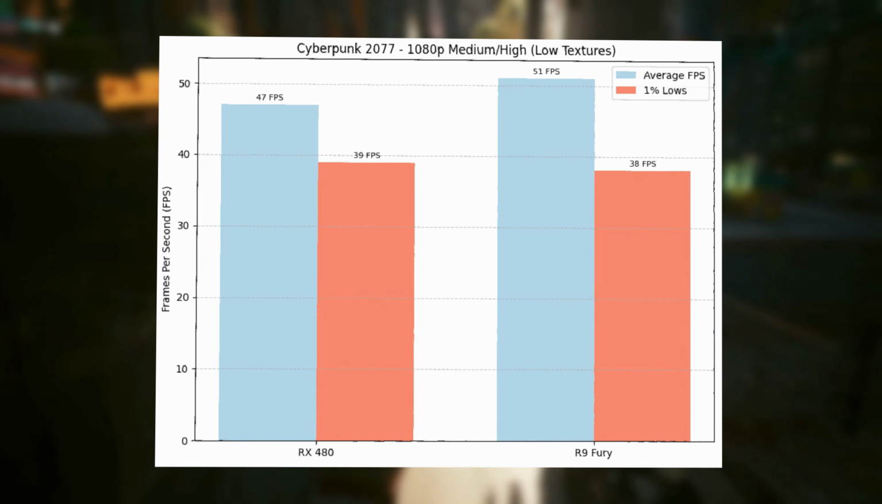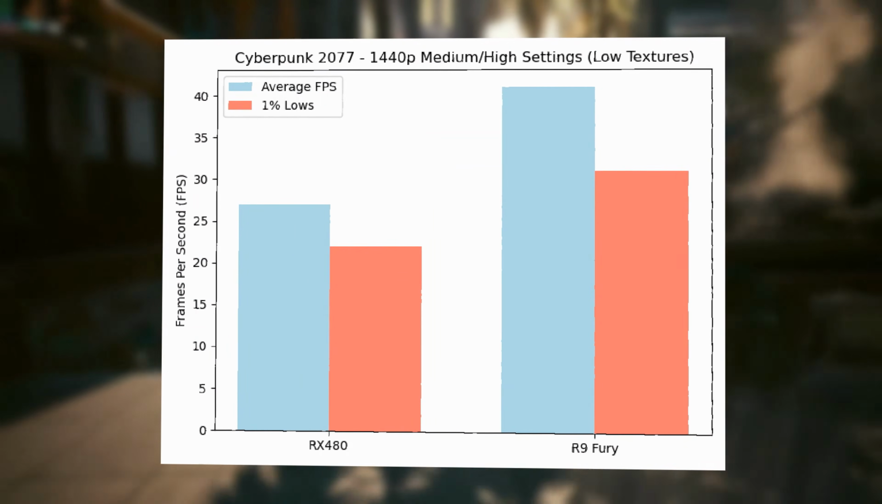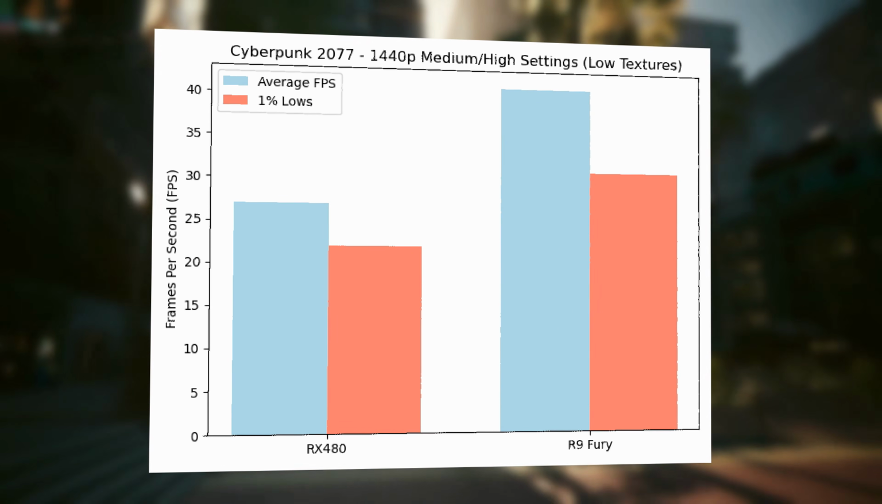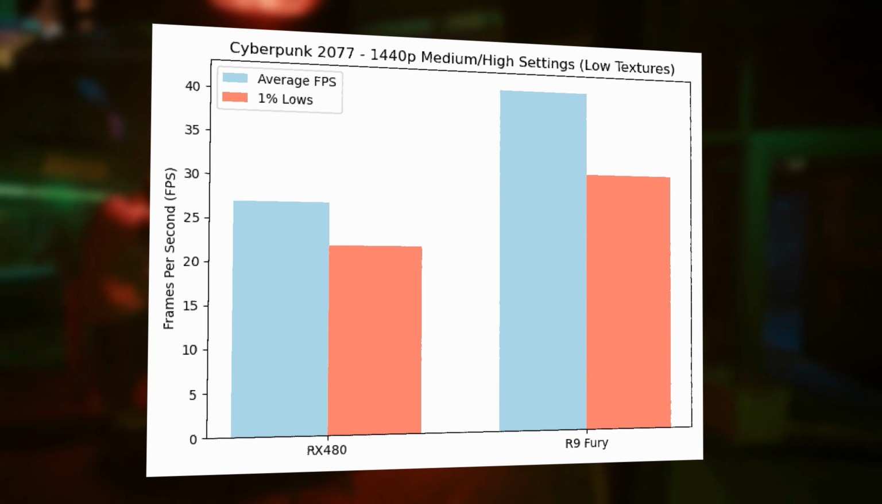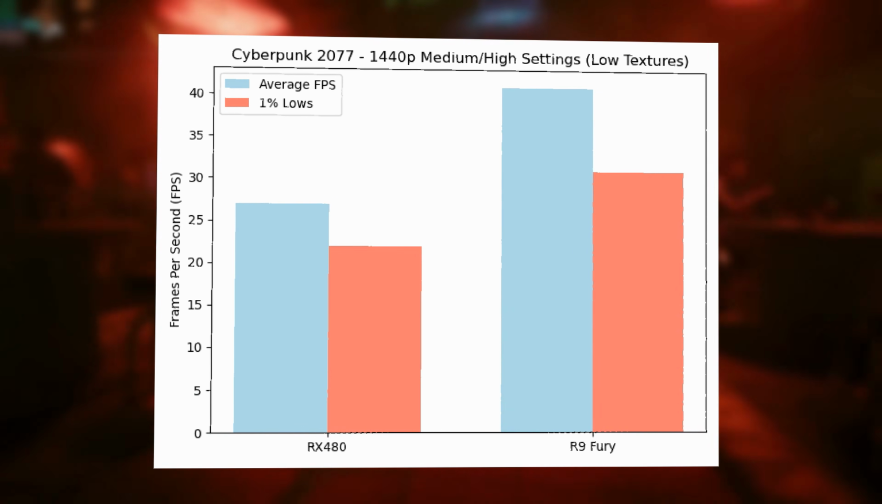It's only when we start moving even further up to 1440p that we see the R9 Fury becomes a lot more powerful than the RX 480, managing 40 FPS while still maintaining a 1440p resolution, whereas the RX 480 just dips under the level that I'd consider playable, at least without lowering a few more settings.